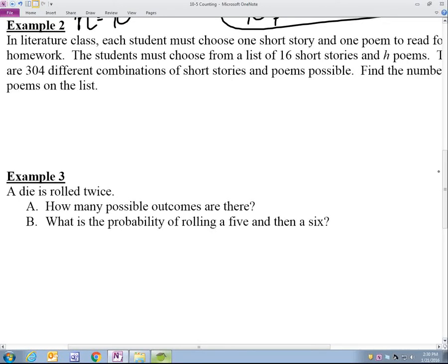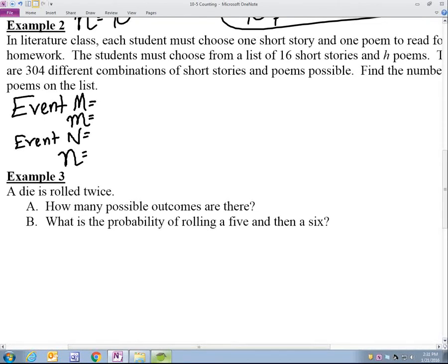There are 304 different combinations of short stories and poems possible. Find the number of poems on this list. What's the first thing we have to do? Yes, you have to find event M. Yes, we must identify the events. So event M.